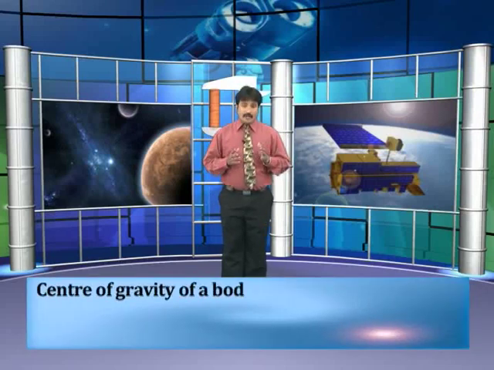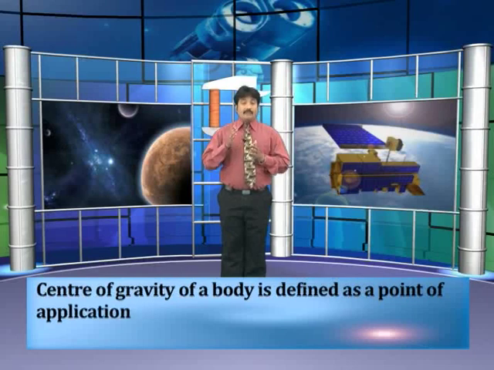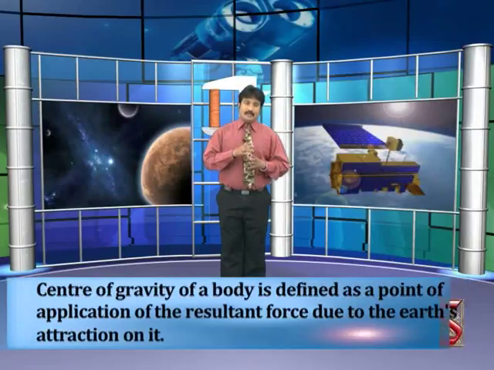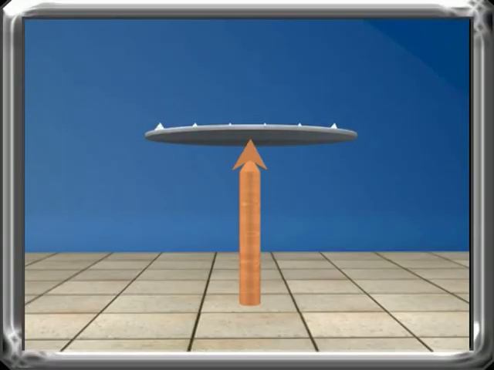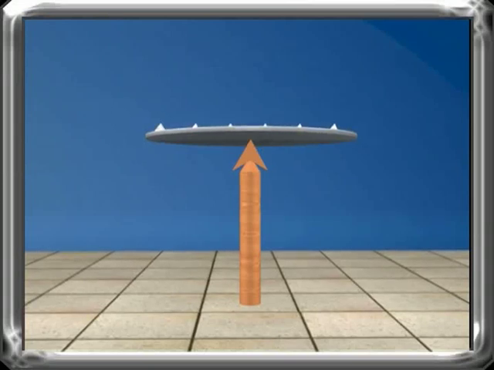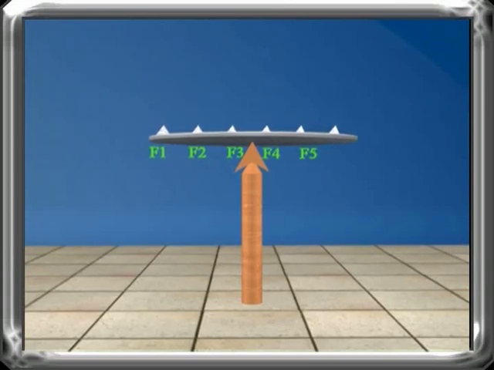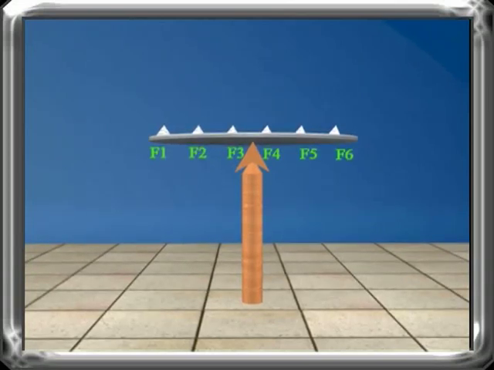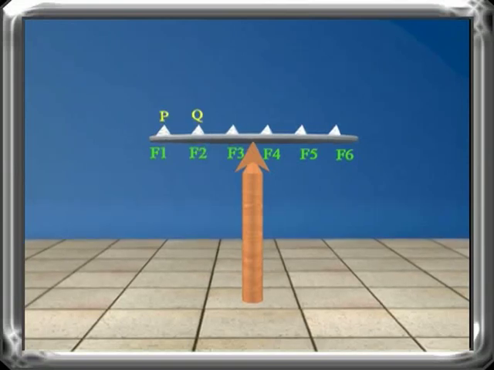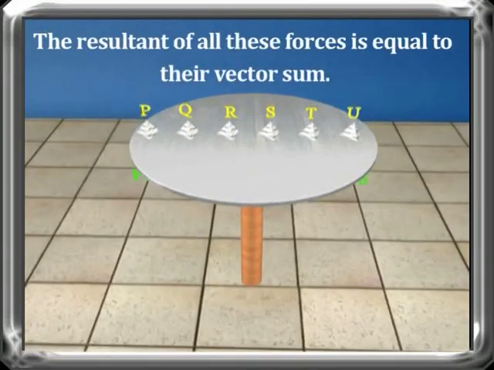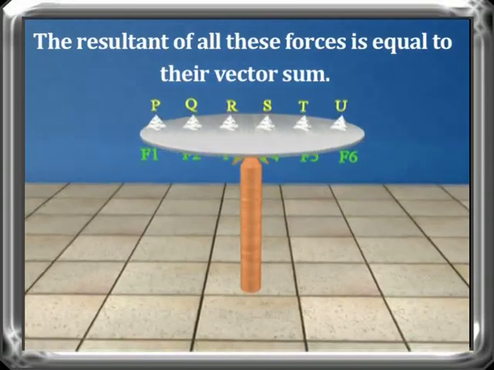Now, let's know about the center of gravity in detail. Center of gravity of a body is defined as the point of application of the resultant force due to the Earth's attraction on it. Observe the example. A rounded plate is balanced on an arrow. F1, F2, F3, F4, F5 and F6 are the forces acting on the particles P, Q, R, S, T, U respectively. The resultant of all these forces is equal to their vector sum.